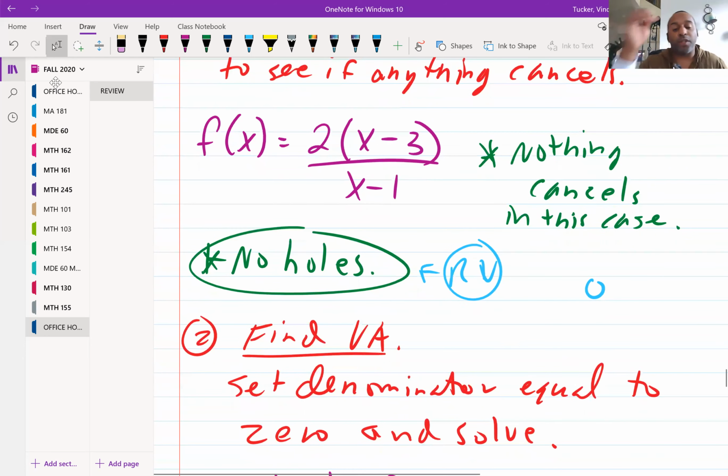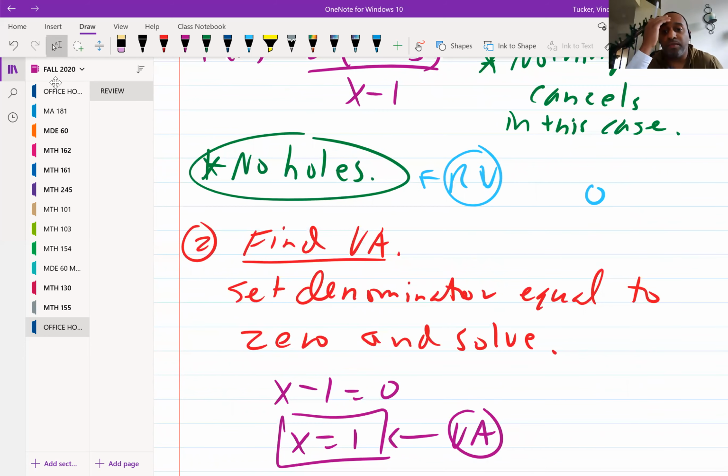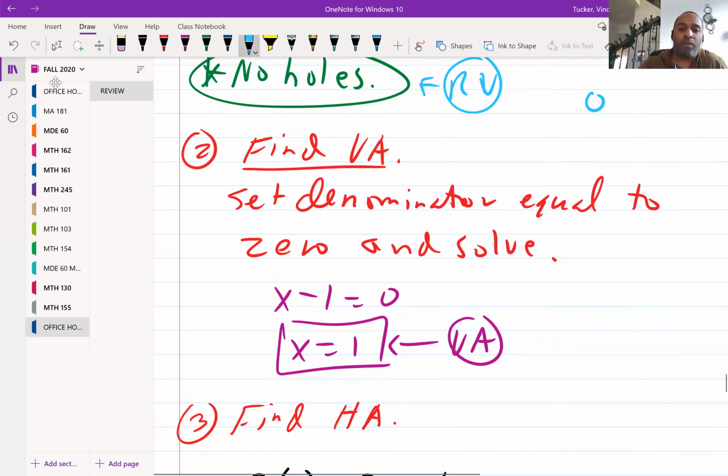All right, so for number 2, find the vertical asymptote. You set your denominator equal to 0 and solve it. So that's x minus 1, and add 1 to both sides, that gives us x equal to 1. So you have an invisible vertical line at x equal to 1, where your graph will not cross. That's what these asymptotes represent.